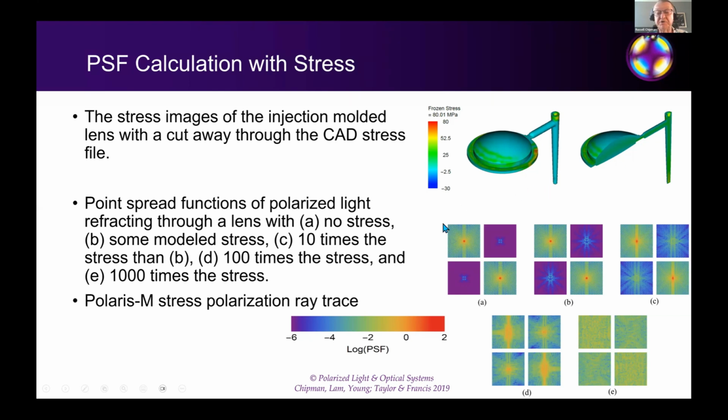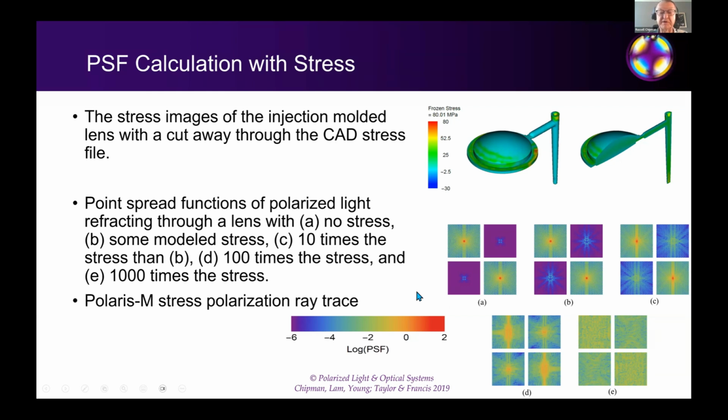And if we had no stress, then we would have a point spread function that would be close to the Airy disk. And that's what we see in here with this red. This is a log of that point spread function. And this is close to the identity matrix. So if there's no stress, there'd be very little polarization change. There's a small amount here from the Fresnel refraction into and out of the lens.